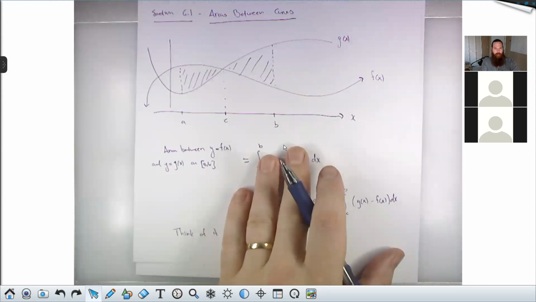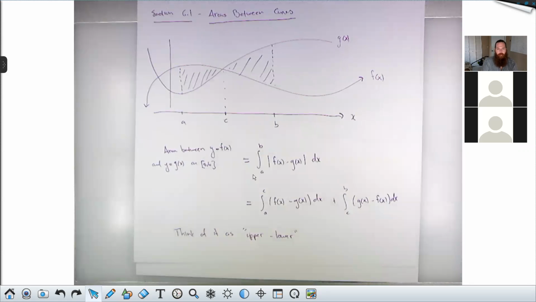Were there any questions about where this formula comes from or why it is what it is? I guess before we move on. Really, the one way to justify this formula, if you're not 100% clear on where this is coming from, you think about the area underneath F, and then we just subtract out the area underneath G, and that will leave us with the area between them. So that's what this integral is doing. It's calculating the area under F from A to C, and then it's subtracting away the area under G from A to C.